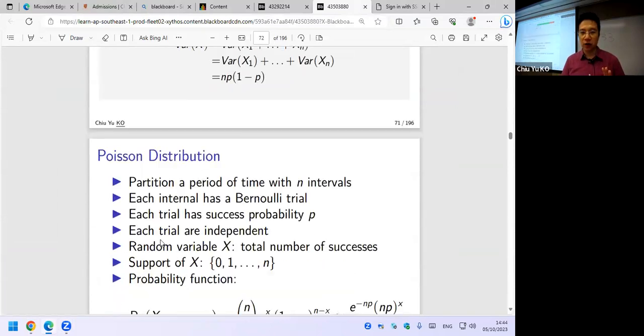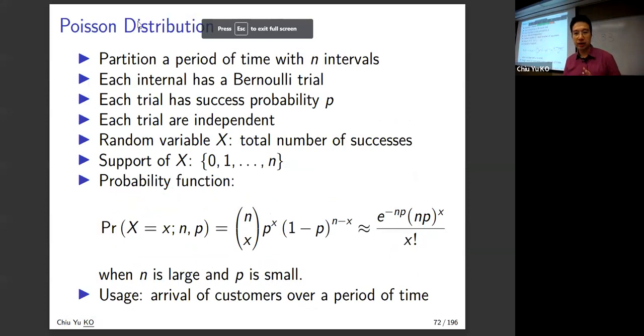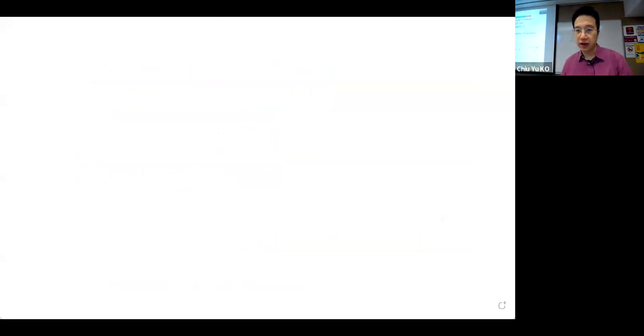So I give Poisson, and hopefully this one will be easier. If you understand binomial, Poisson will be the same thing, but the idea is slightly different. The idea is the following. Maybe I draw a picture to help you understand this.